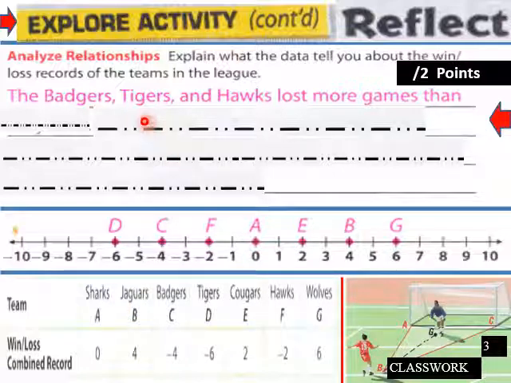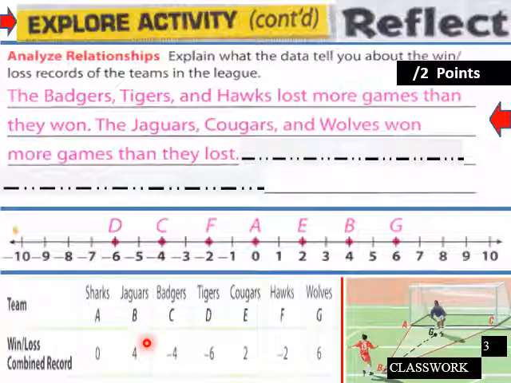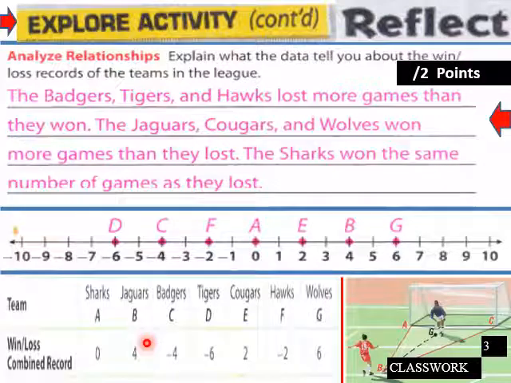And there, one possible explanation: the Badgers, Tigers, and Hawks lost more games than they won, so that's why they have a negative score on their season. And then the Jaguars, Cougars, and Wolves won more games than they lost, so they won more. That's why they have a positive record. The Sharks won the same number of games as they lost. That's why they have a 0. So they're at an even record there at a 0.